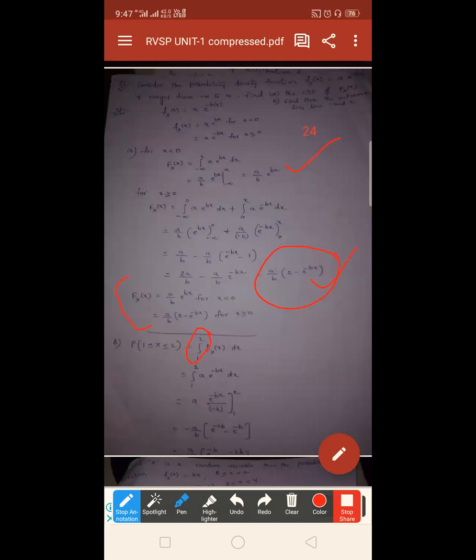Now substitute. 1 to 2 means positive values only. That's why for positive values of x, the probability density function is a into e power minus bx. That's what you have to substitute here. Next, integral e power minus bx means e power minus bx by minus b. Here minus b is also constant, so you can write it outside. Next, apply the limits from 1 to 2. Okay, is it clear? Next, let us go for the third problem.